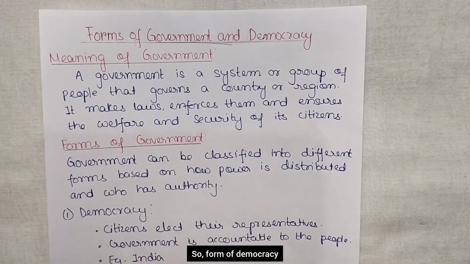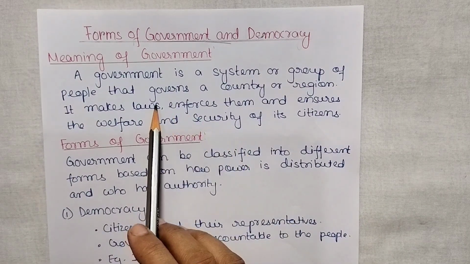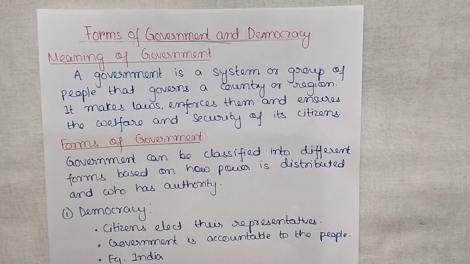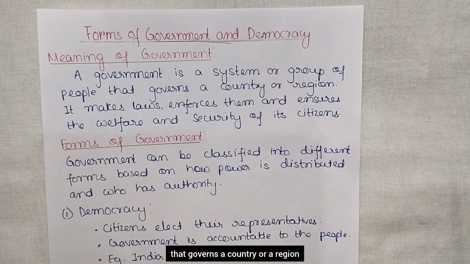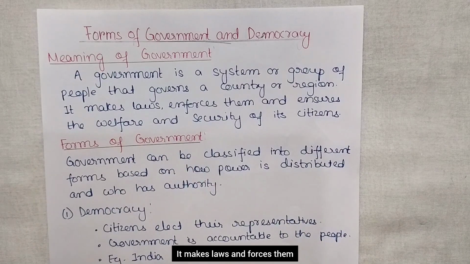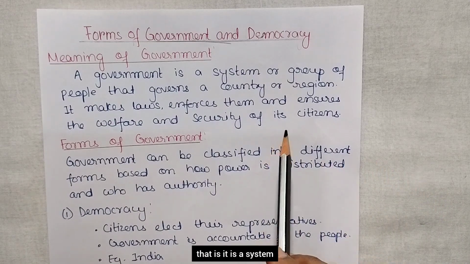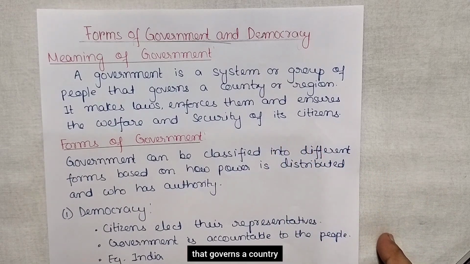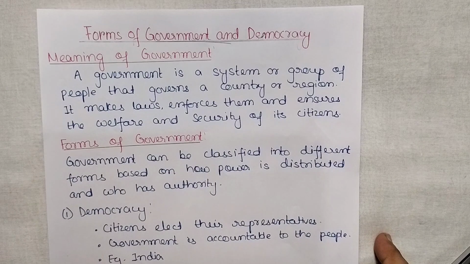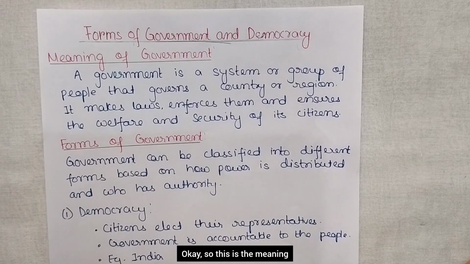So form of government. Let us see the meaning of government first of all. A government is a system or group of people that governs a country or a region. It makes laws, enforces them, and ensures the welfare and security of its citizens. So this is the meaning of government. That is, it is a system or a group of people that governs a country or particular region, and it also makes laws, enforces them and ensures the welfare and security of citizens. Okay, so this is the meaning.